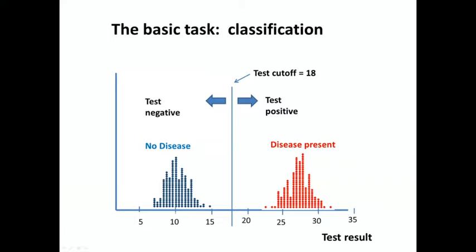So the basic task for any test is classification, right? We want to discriminate or differentiate between those people that have disease and not disease. So here we have on the bottom of this graph some sort of test result. I don't know what the units are, but you could have a score of 5 or up to 35. People with disease tend to have higher scores, somewhere in the 25 to 30 range, and people with no disease tend to have lower scores, somewhere between 7 and 15 or something like that. And we have a cutoff for this test of 18, which nicely divides the groups into diseased and non-diseased patients. So this is sort of a perfect world where the test can easily discriminate between these two groups.